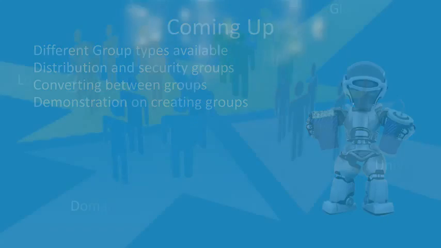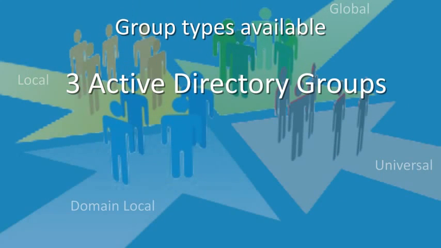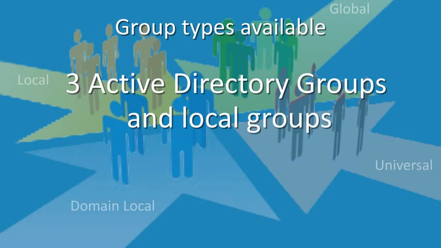There are three different types of groups in Active Directory. There are also local groups, which exist only on the one computer. This takes the types of groups that Windows supports to 4. The main difference between each group is which of the other groups can be members of that group.